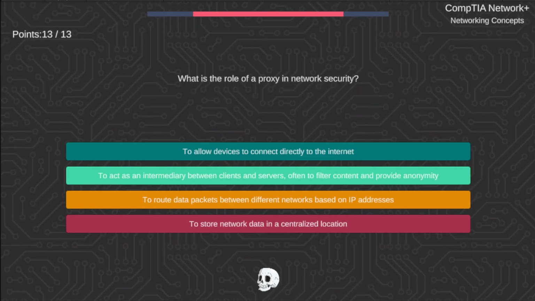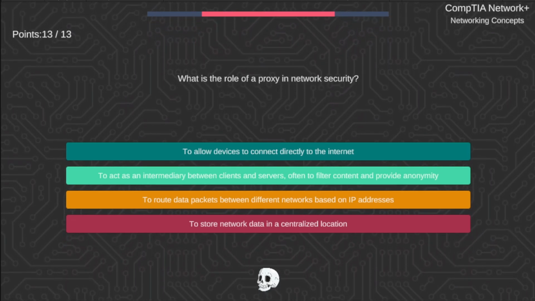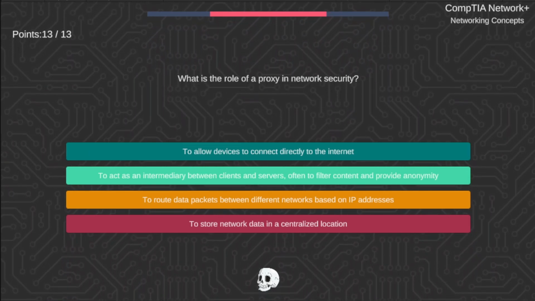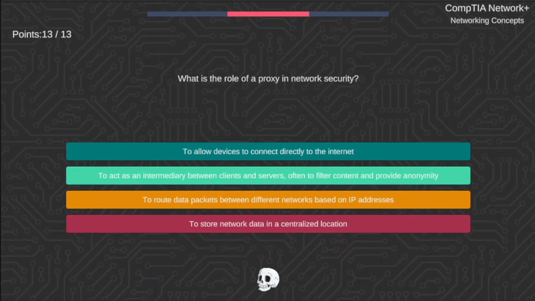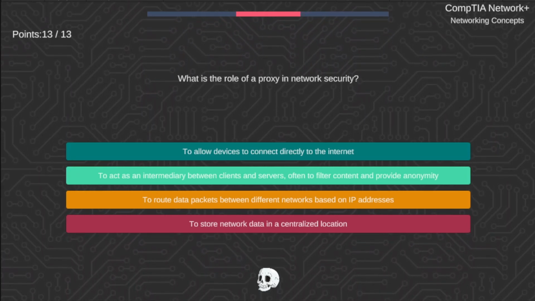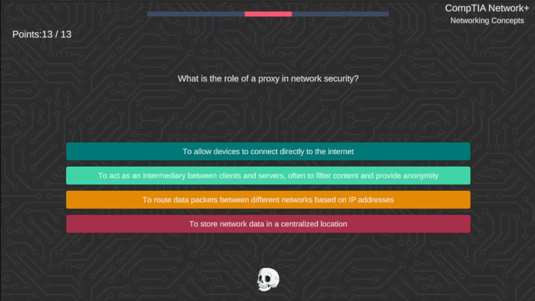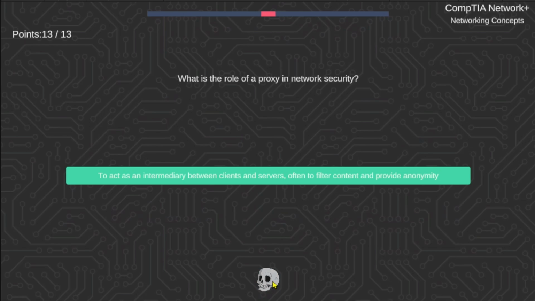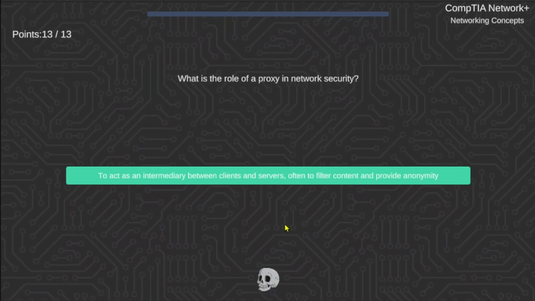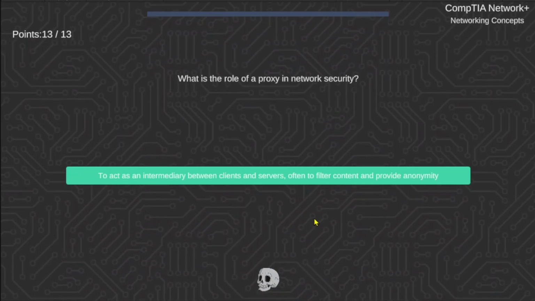filter content and provide anonymity, to route data packets between different networks based on IP addresses, or to store network data in a centralized location. The role of a proxy. Correct answer is to act as an intermediary between clients and servers, often to filter content and provide anonymity.